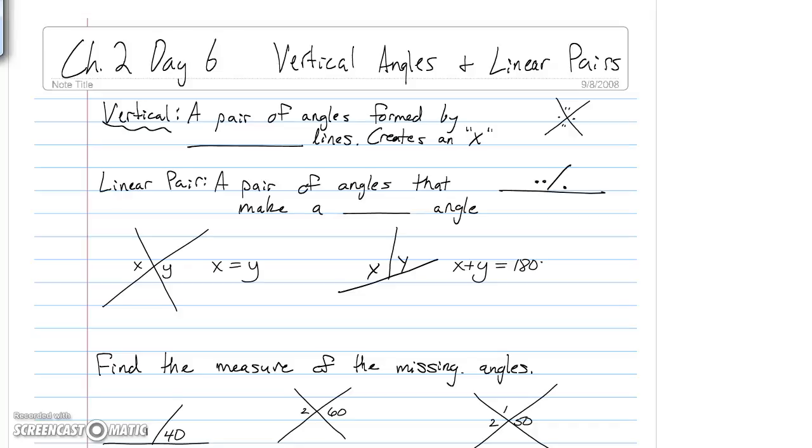Alright, so in your second lesson without me, we're going to look at vertical angles and linear pairs. Again, pretty easy topic, but make sure you take your time, make sure you rewind, pause, whatever you need to do. And we're going to take a look at, again, vertical angles and linear pairs.